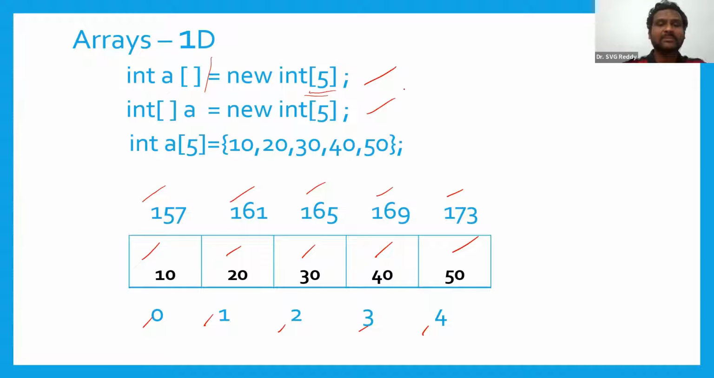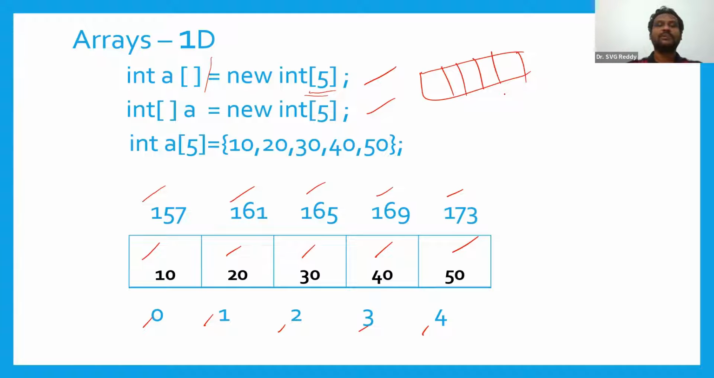Then the same array can be created like this also. Brackets can be kept with the int also: int[] a = new int[5], the same. So that is an array, an empty block is created. An empty array is created for the first two lines. Simply like this, 1, 2, 3, 4, 5.